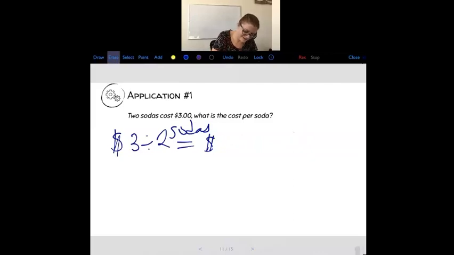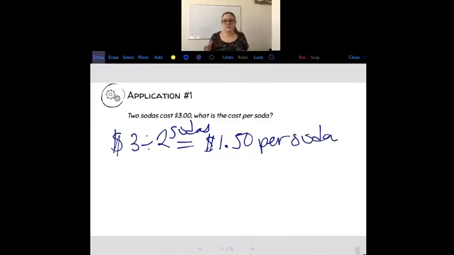Let me make this a little bit neater. $1.50 per soda. So when we're doing unit conversions, in this case, we're converting the 2 sodas we have into 1 to understand price per 1 unit. So in this case, it's price per 1 soda.